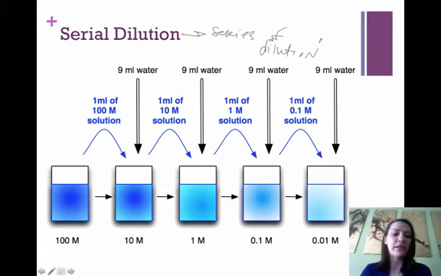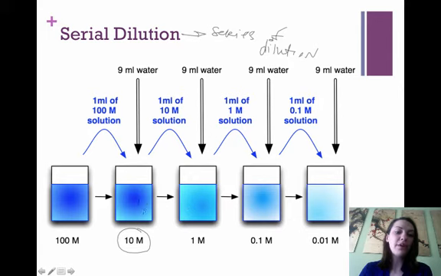Okay, and we're going to do one of these in class together. So you can see this is a 100 molar solution. If I took 1 milliliter, put it in a new graduated cylinder, filled it up so there were 10 mL total, I would have a concentration of 10 molar.